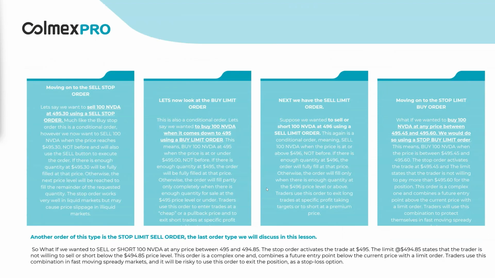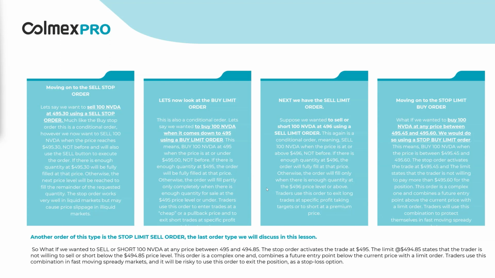Let's now talk about the buy limit order. This is also a conditional order, and let's say we wanted to buy 100 NVIDIA when it comes down to $495 using a buy limit order. This means that we are telling the market that we want to buy 100 NVIDIA at $495 when the price is at or under $495 and not before. If there is enough quantity at $495, as with the others, the order will be filled at that price.